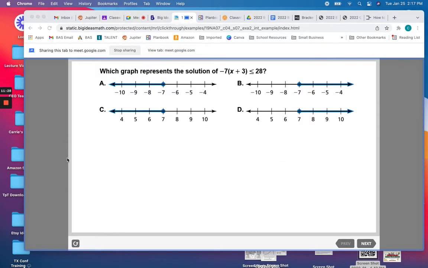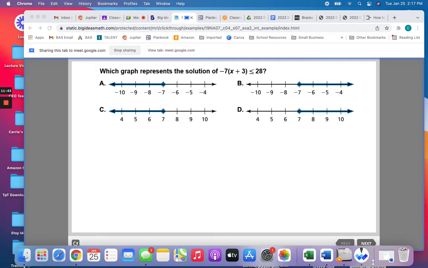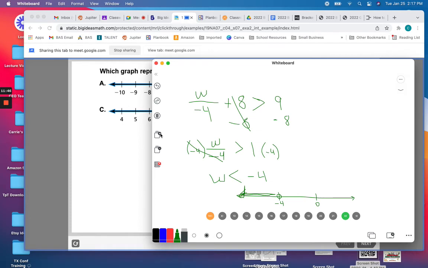Example 2. Which graph represents the solution of negative 7x plus 3 is less than or equal to 28? So the easiest way to decide which graph this is to actually simplify this or solve for x. Okay? So let's do that on the whiteboard.